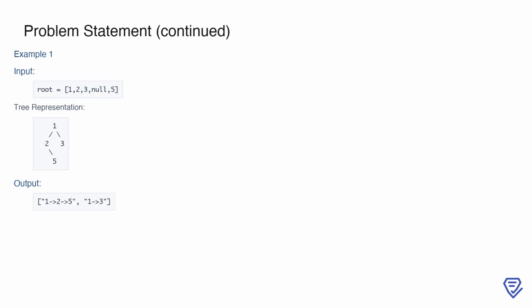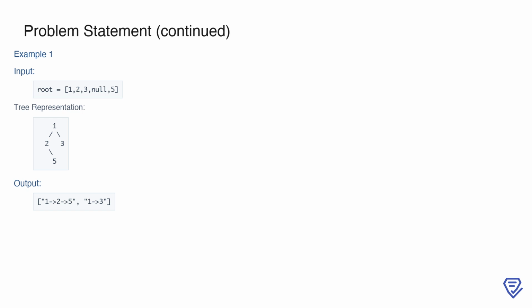To clarify the problem further, let's look at an example. Suppose the input is a binary tree represented as root equals [1, 2, 3, null, 5]. The tree structure looks like this. The root node is 1, which has two children, 2 on the left and 3 on the right. Node 2 has a right child, which is 5, and no left child. Node 3 is a leaf with no children.